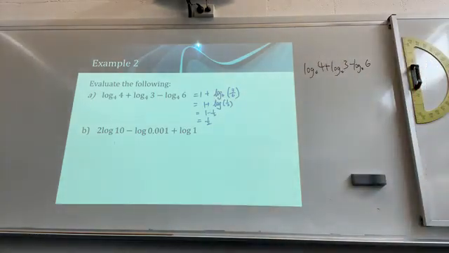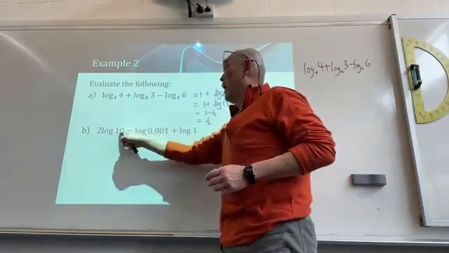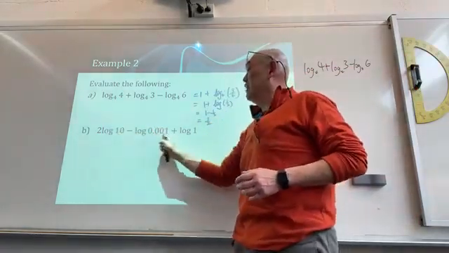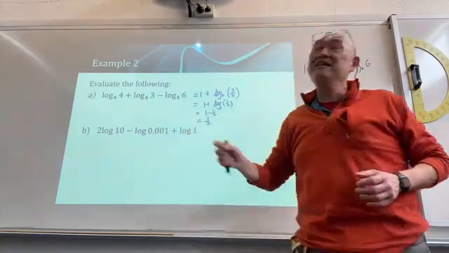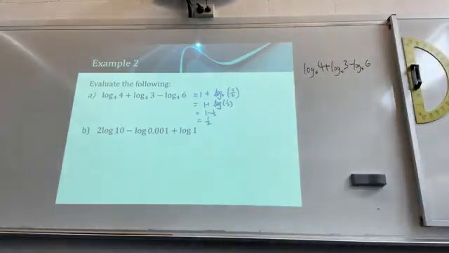So the next one, log, there's no base in there, which means it's base 10. So log base 10 of 10, what is that? That would be 1, correct? And what about this? 10 to the power of what? Negative 3. Yep. And 10 to the power of what equals 1? 0. So it should be something like this, right?